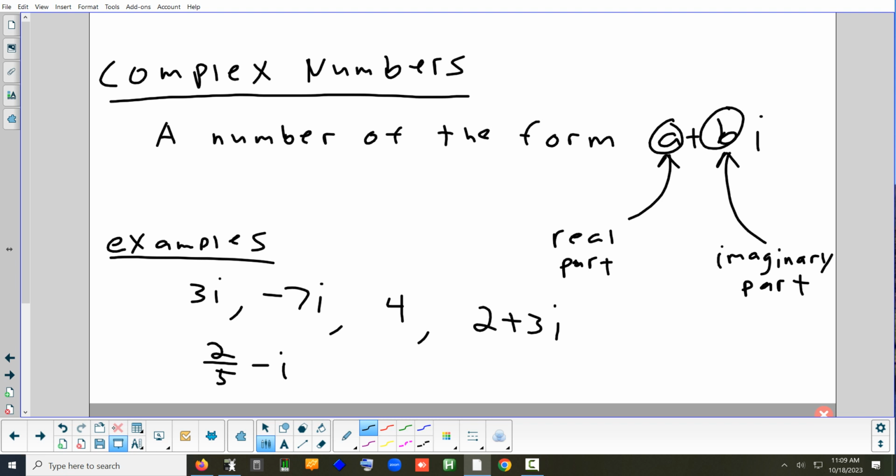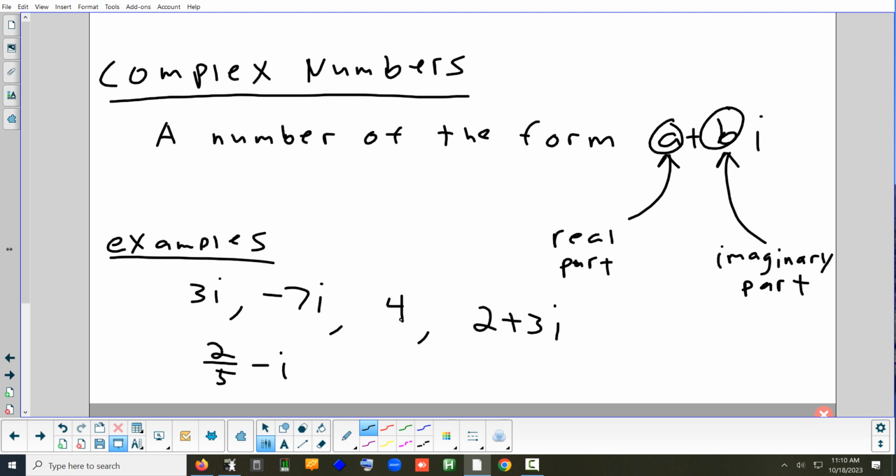Okay, there's no real part. Okay, 4. Well, that's still considered a complex number, but the imaginary part would be what in the number 4? Yep. 0. Yeah, 0i. There is no imaginary part in the number 4, so because it's 0, we normally don't even write it. We just write the number 4.